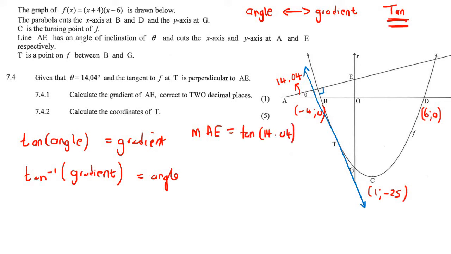Now they've chosen a really weird number, 14.04. So I have a feeling it's going to give us a perfect answer. Yeah, sort of. 0.25. It rounds off quite nicely. 0.25. Oh, and they did say correct to 2 decimal places. Okay, that's nice. So 0.25. Excellent. Now for 5 marks, this looks good. Calculate the coordinates of T.